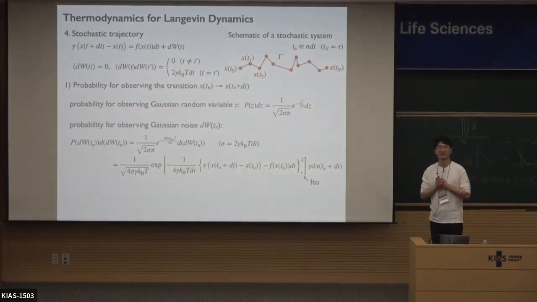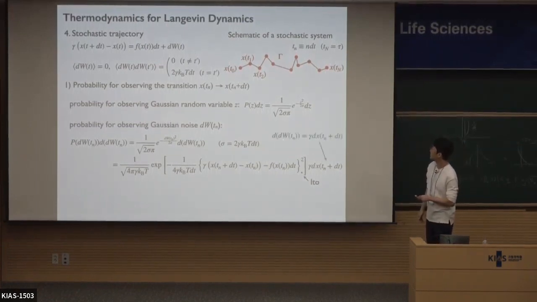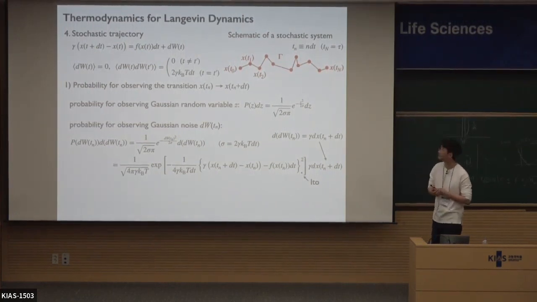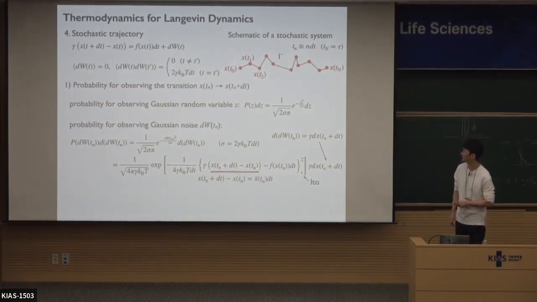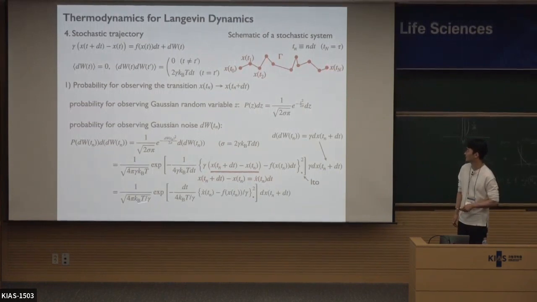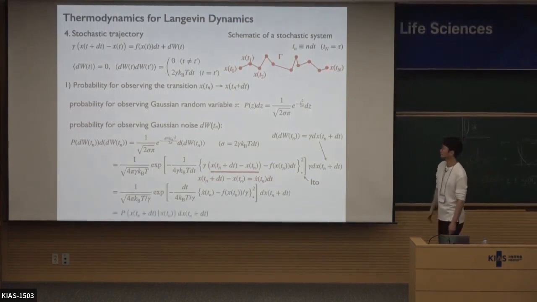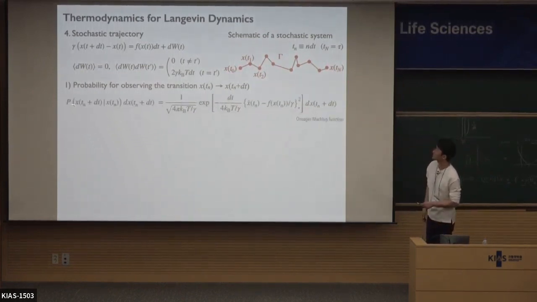Question here? Okay, so finally, I change the integration variable from dW to the position by using this equation of motion. So we can write it in this way. So this is the probability for observing one segment transition. And then I can rewrite this difference into x dot dt here. So finally, we get this result. This is the probability for observing one segment transition. This is called the Onsager-Machlup function.